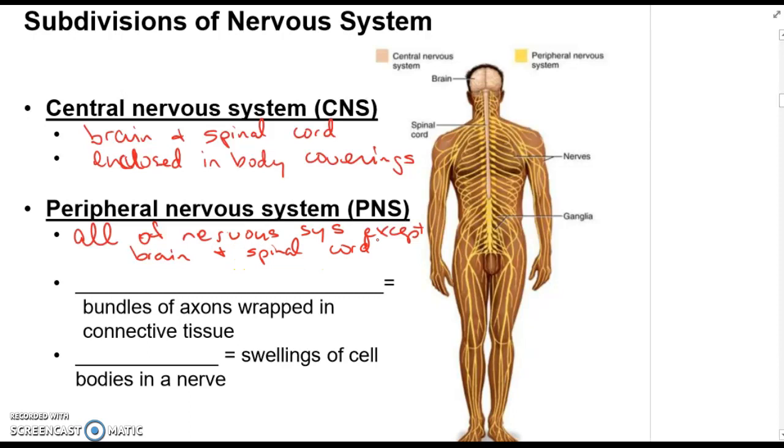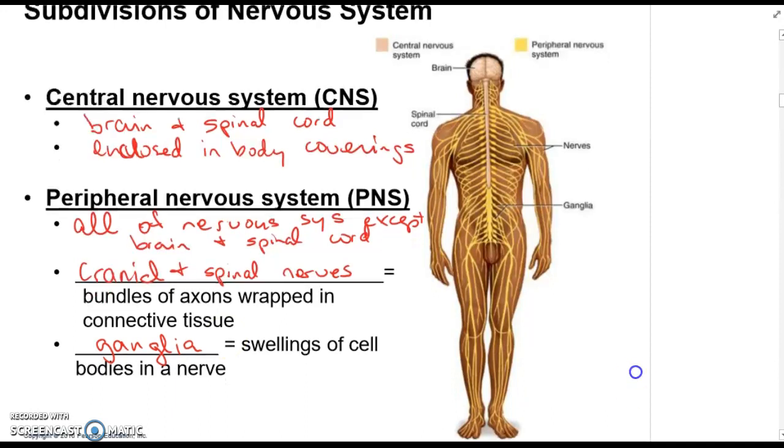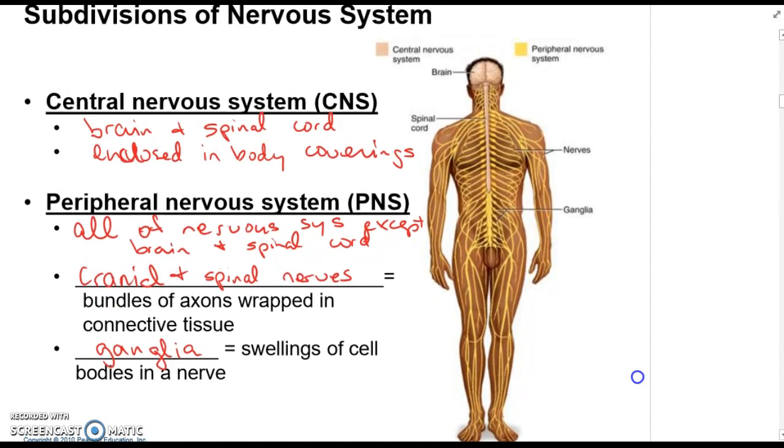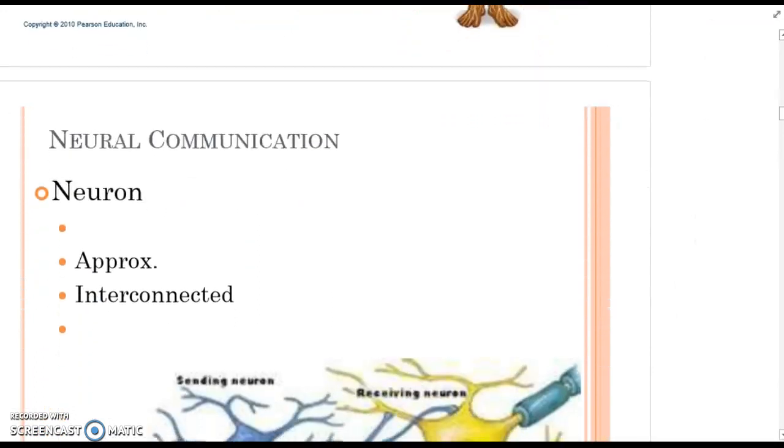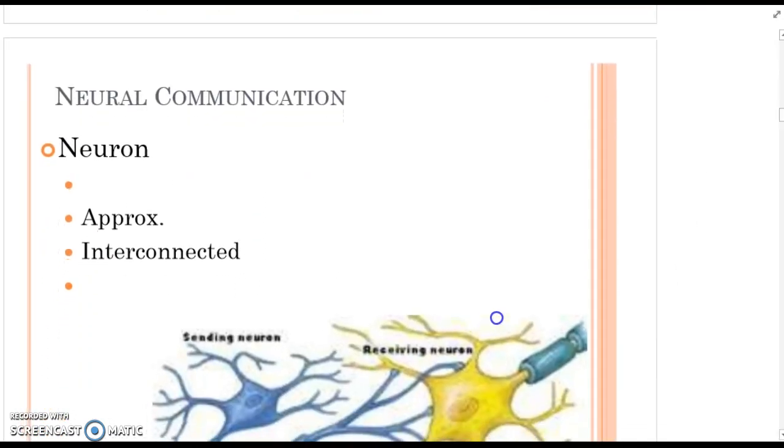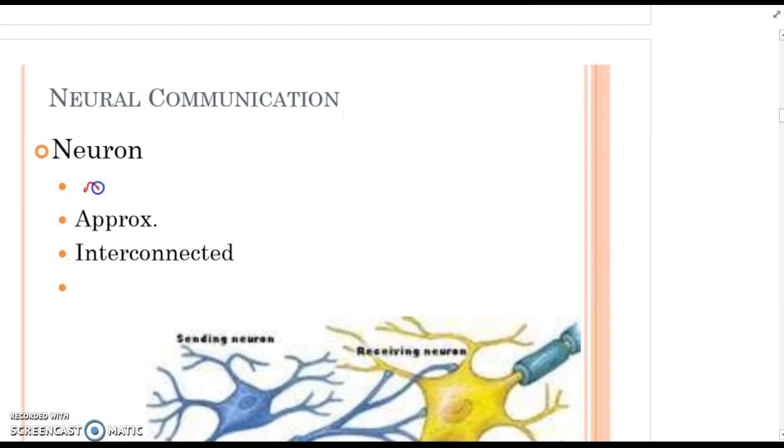Okay. The first part are the cranial and spinal nerves. Okay, so that's one part. And then what they call ganglia, which are swellings of cell bodies inside of that nerve, and we'll get to that in a second. So those are the two parts, the central nervous system and the peripheral nervous system, and we'll focus on the PNS right now.